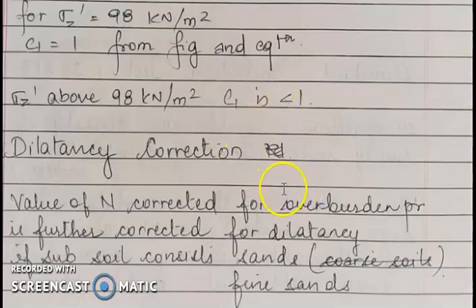Next is dilatancy correction. Now I urge you all to have a look at the videos that are embedded before you go ahead with this video. You should understand the meaning of this term dilatancy, then only will you be able to apply this. Basically, why is dilatancy correction required? You need to correct your N value for overburden, and once you get the corrected value from overburden, that value has to be corrected for dilatancy.